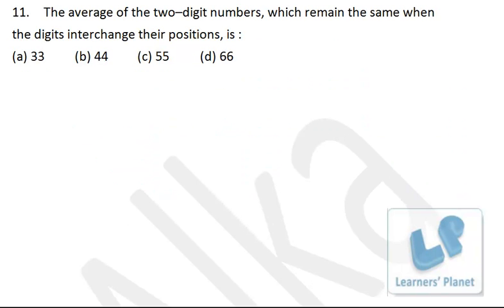Now this question, the average of the 2-digit numbers which remain the same when the digits interchange their position. So obviously the numbers are from 11, 22, 33 till 99. Right? So start from 1 till 9. We don't have to count. There will be 9 numbers. Right? So the difference between the consecutive numbers is 11. Right? So that's an arithmetic progression.